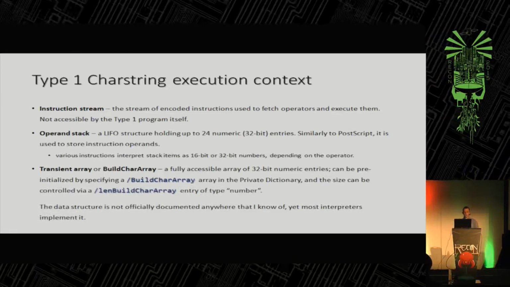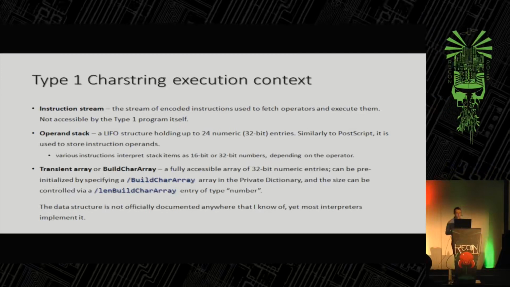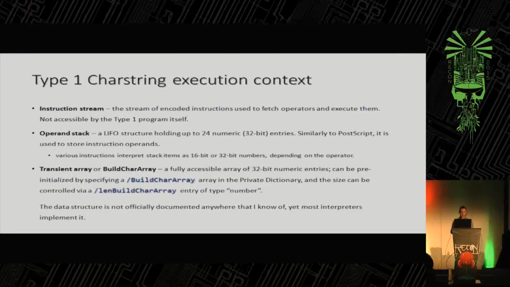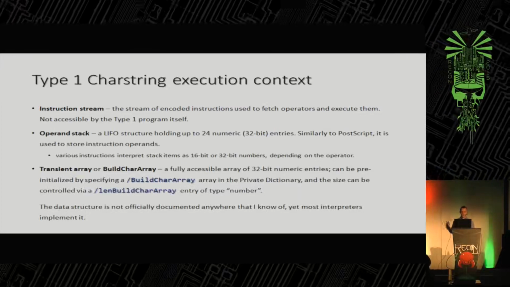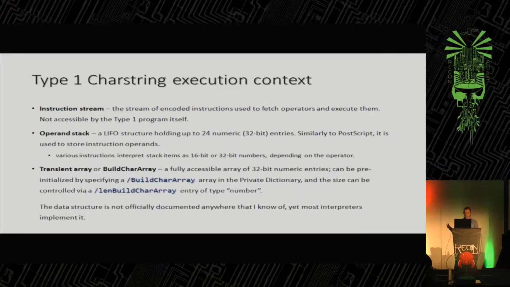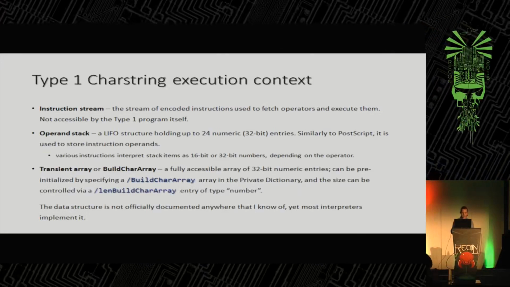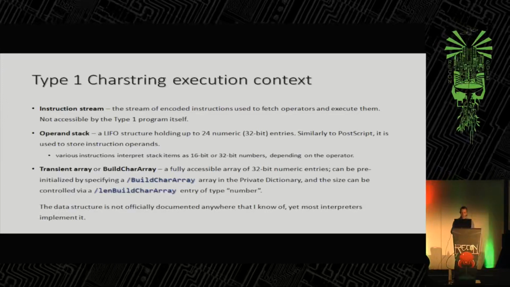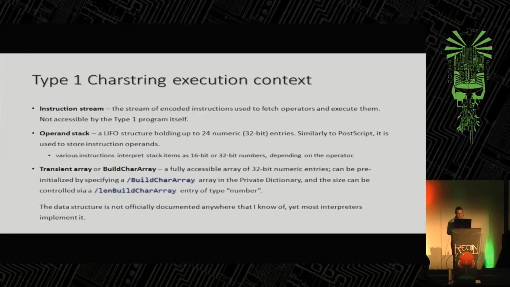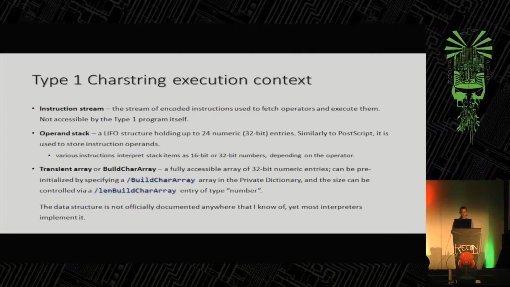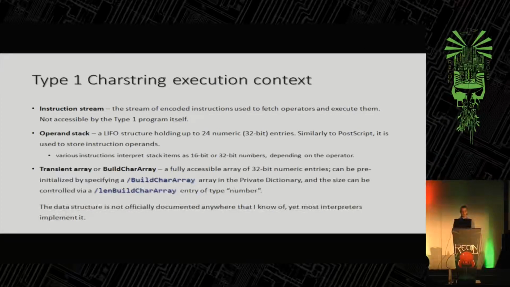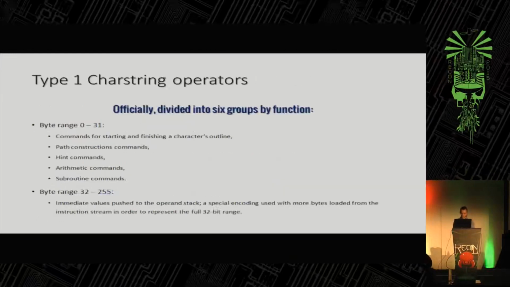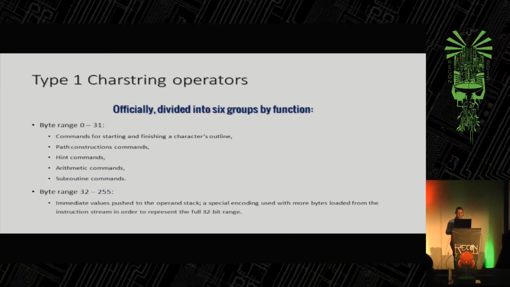And we also have something called the transient array, which is also going to be very useful to us today. It's just a helper value that is not a stack. It's just an addressable array that we can control to some degree. We can control the length of it using a numeric value inside of the dictionary, and we also can pre-initialize it using a BuildChar array in the private dictionary of the font. It's not really documented anywhere that I know of, but still most interpreters implement it. So this means that probably some fonts started using it, and then the projects were forced to implement it.